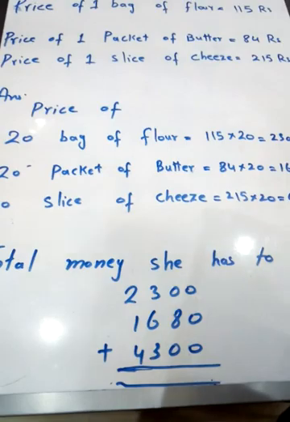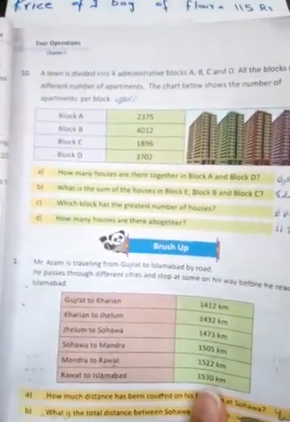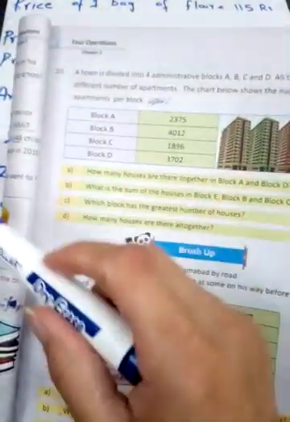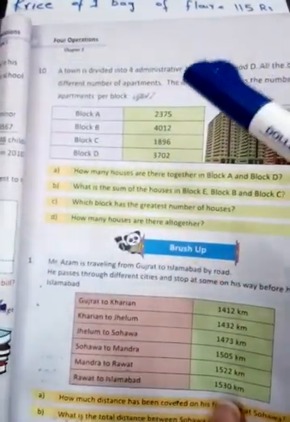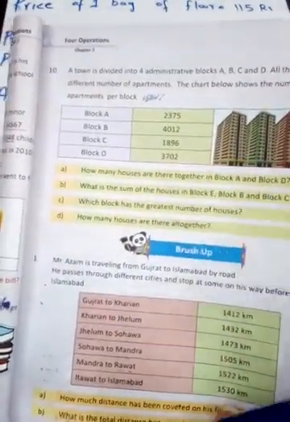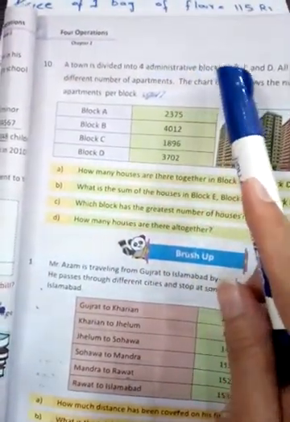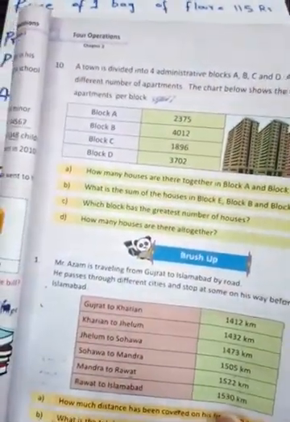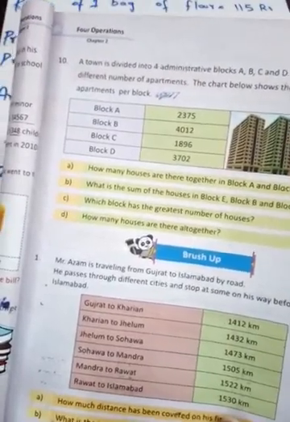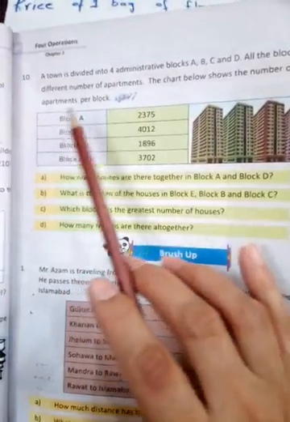Next page is question number 10, which is on page number 21. Question number 8 you have to solve on your loose sheets, and do question number 8 and 10 and 1 in the book. A town is divided into 4 administrative blocks A, B, C and D. All the blocks have different numbers of apartments. The chart below shows the number of apartments per block.